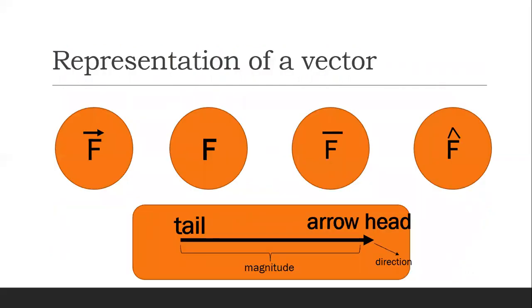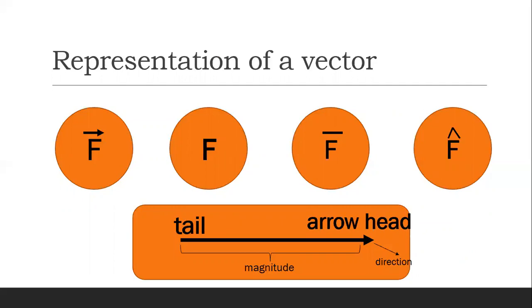How can you represent a vector? In the previous example, we were discussing force. So capital F, we will use capital F. We will not use small f because small f is for frequency. We have to be very particular about the symbols, as I've already said. So capital F with the arrowhead on it, or a bold letter F.